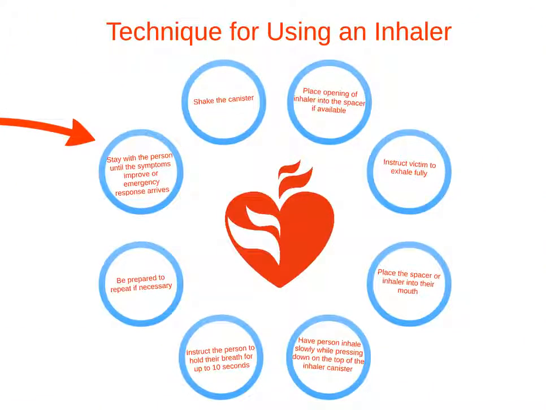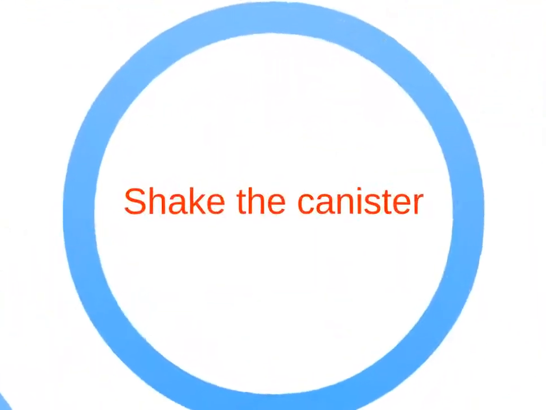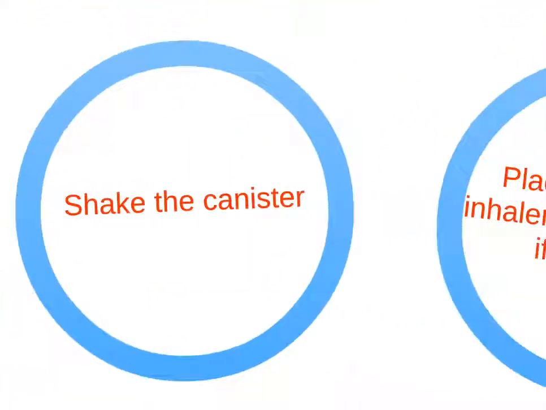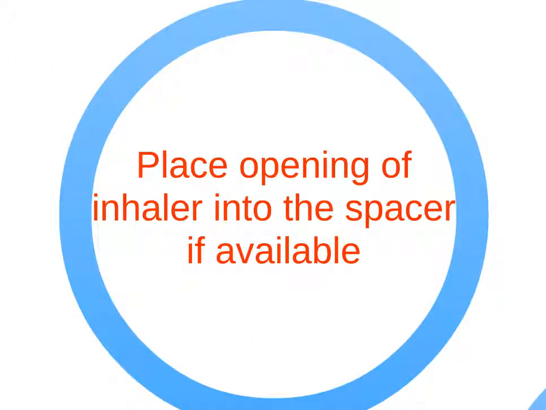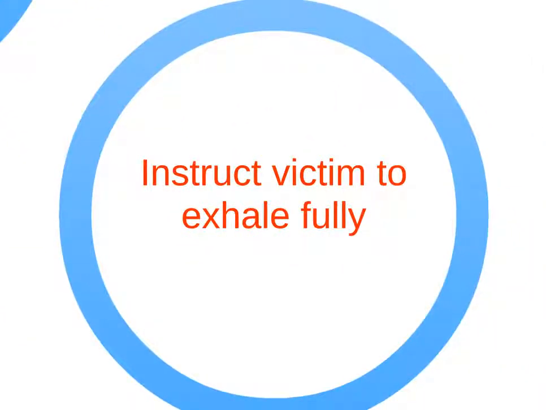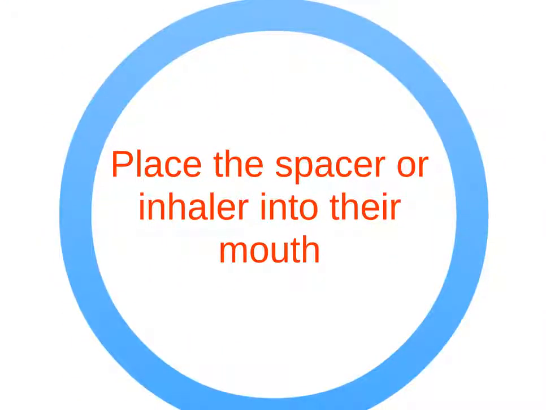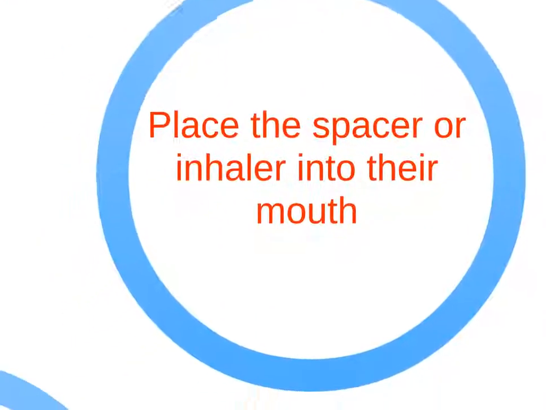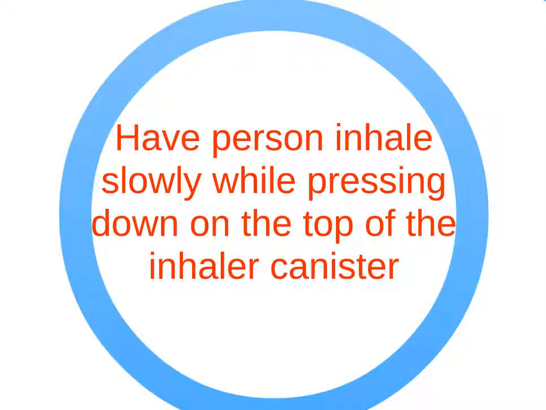Here's the technique for using an inhaler. First, shake the canister. Then place the opening of the inhaler into the spacer if available. Instruct the person to inhale fully. Place the spacer or inhaler into their mouth. Simultaneously, have the person inhale slowly and deeply while pressing down on the top of the inhaler canister.